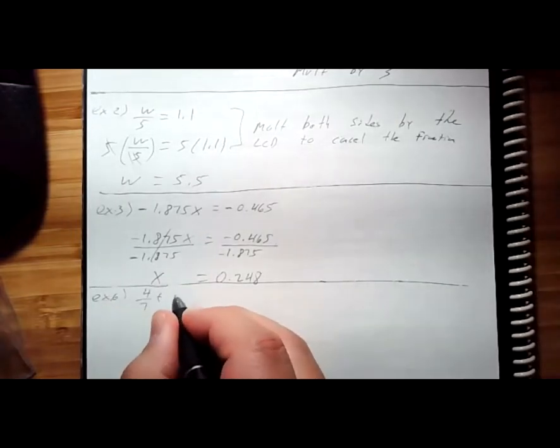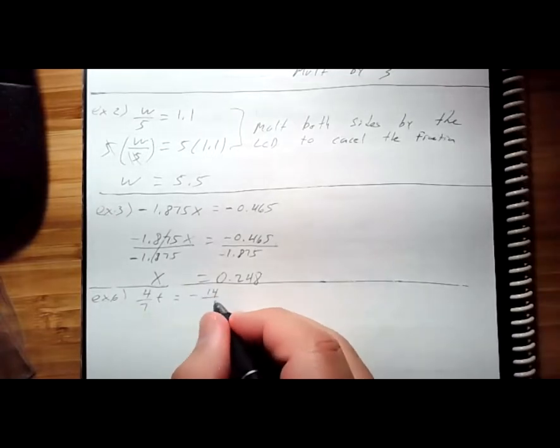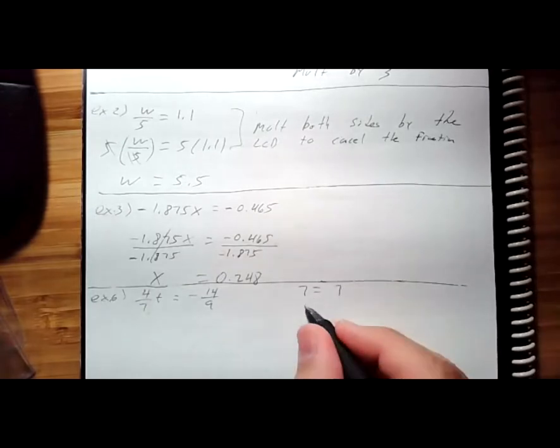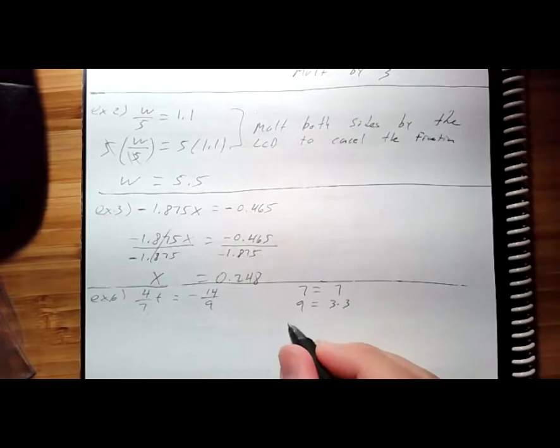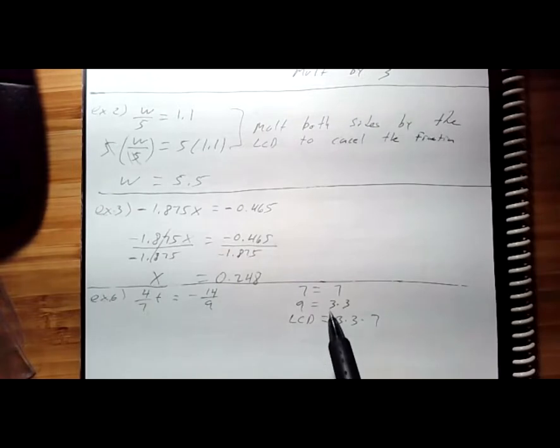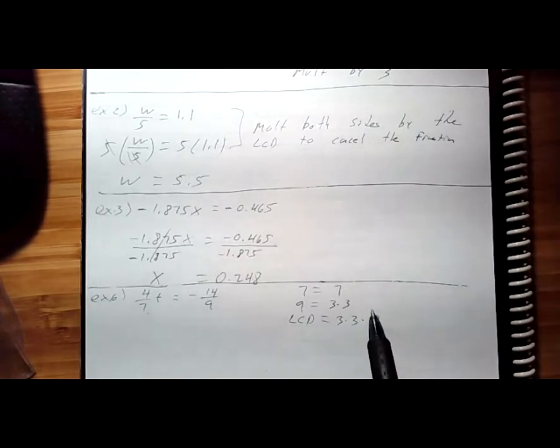4/7 t equals -14/9. So we look at the LCD of the factors of 7, which is prime, and 9, which is 3 times 3. So the LCD will be 3 times 3 times 7. 3 appears twice, and not at all over here, so you just write twice, the most number of times it appears in one spot. 7 appears once there and 0 times there, so 1 time. What is 9 times 7? Isn't it 63?